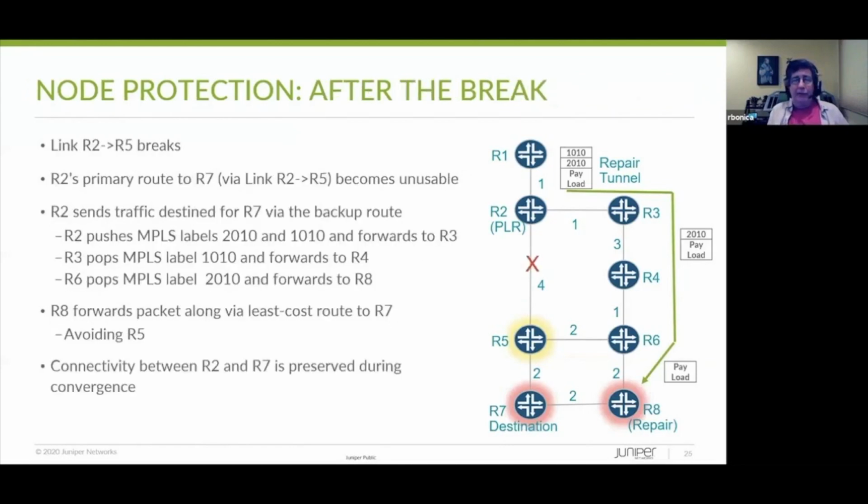And here's an example of what happens after the break. This is exactly what I talked about a couple slides back. R2 pushes two labels on the packet and sends it through the repair tunnel to R8.